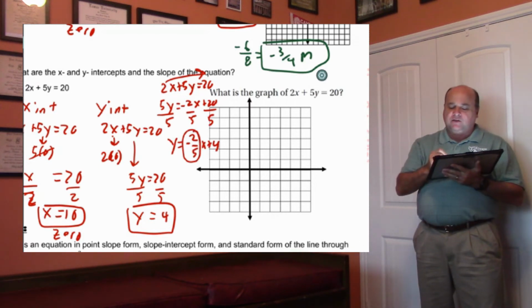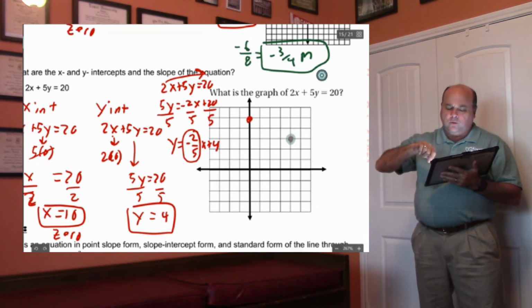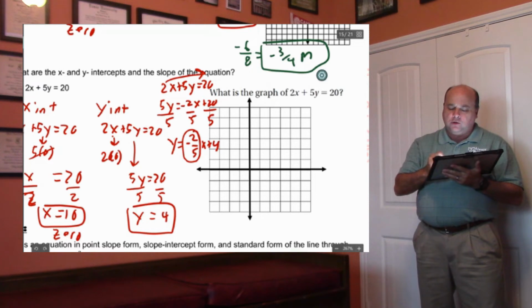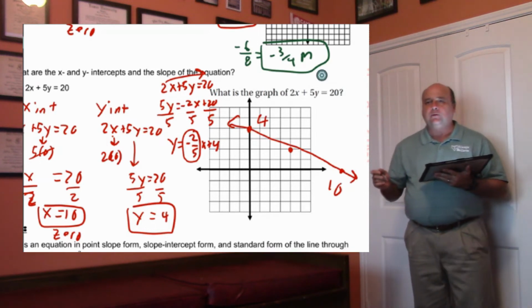Okay, so to graph this, I would go to the 4, draw a dot, and then go down 2, right 5. And notice, I didn't go up 4, I went up 5. 1, 2, 3, 4. Down 2 over 5. And I can't go down 2 over 5 again, but if I did, it would be here, and this would be 10, and this would be 4, wouldn't it? Those are my x and y intercepts, okay?